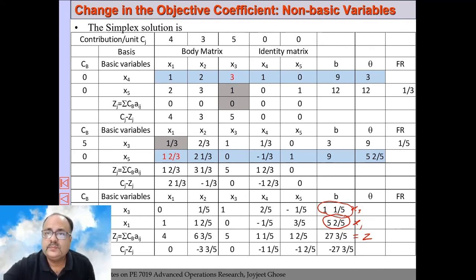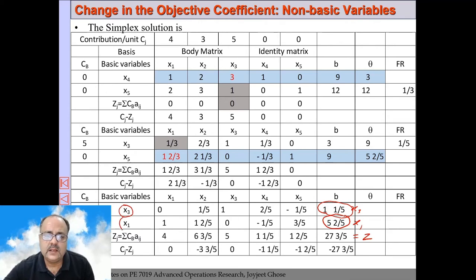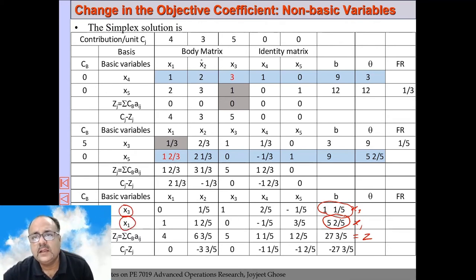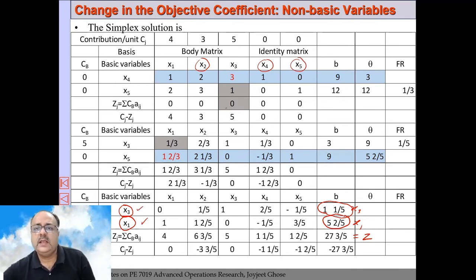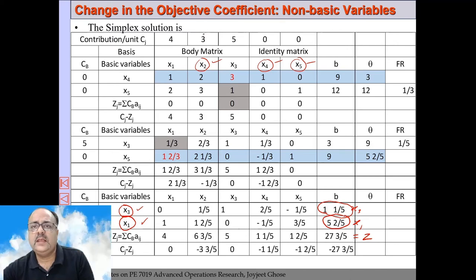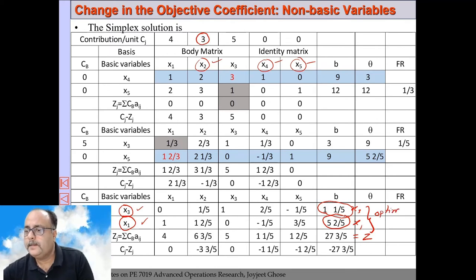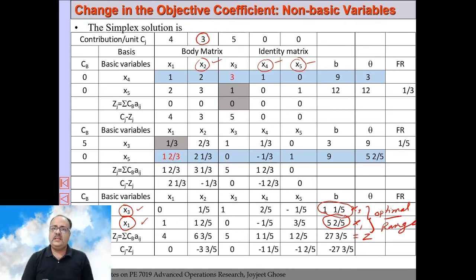Now let's see, what are my basic variables? My basic variables are currently x3 and x1. In the final iteration table, my non-basic variables are x2, x4 and x5. In this lecture, we are interested in changing the objective coefficient of a non-basic variable. That means if this changes, whether this solution will remain optimal or not. If so, what is the range up to which it will remain optimal? That is the objective of today's lecture.